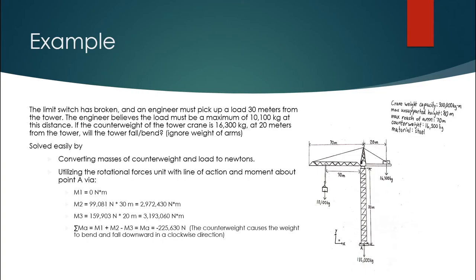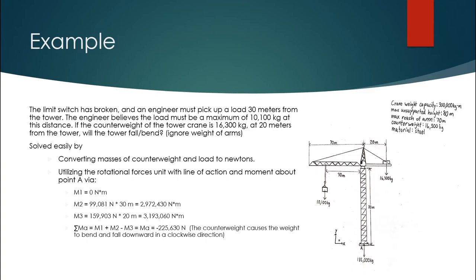So the limit switch is broken, and an engineer must pick up a load at about 30 meters from the tower. This engineer believes that the load must be a maximum of 10,100 kilograms at this distance, if the carry weight capacity is about 300,000 kilogram meters. If the counterweight of the tower crane is 16,300 kilograms at 20 meters from the tower, will the tower fall or bend? We're also going to ignore the weight of the arms, because I believe the limit switch already accounts for this, usually.